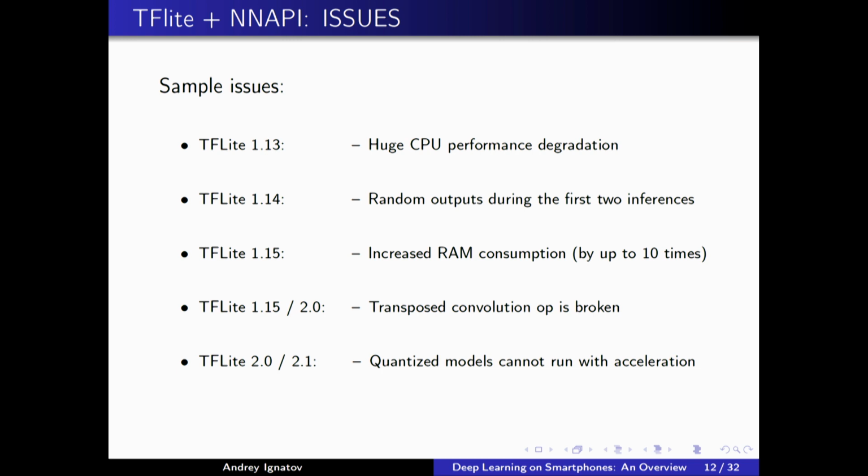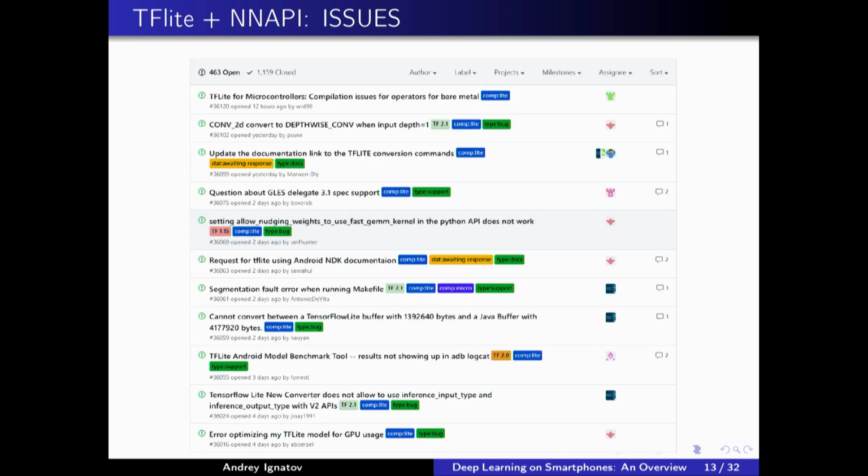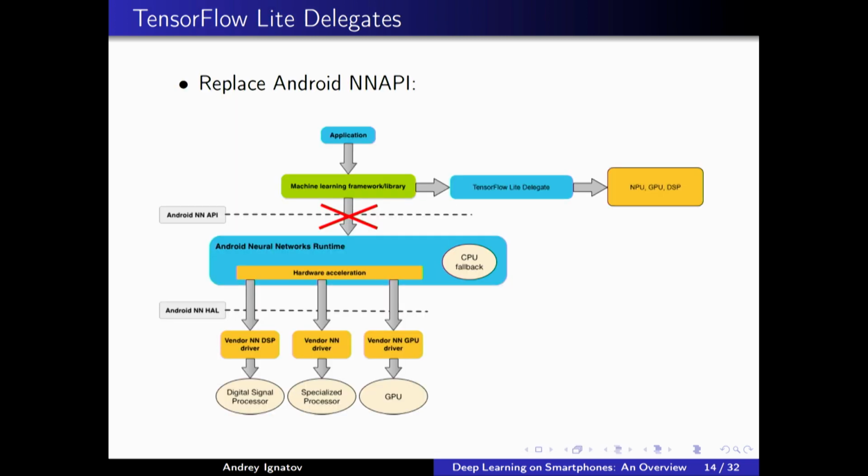Other issues are related to memory consumption, performance degradation, and broken ops. In the latest version, it's no longer possible to accelerate quantized models because Google updated the tutorial on how to convert them, and when you use this tutorial, the models cannot run with hardware acceleration. And right now on the TensorFlow GitHub repositories, there are almost 5,000 issues related to TensorFlow Lite. So if you decide to use TF-Lite, you'll have lots of fun.